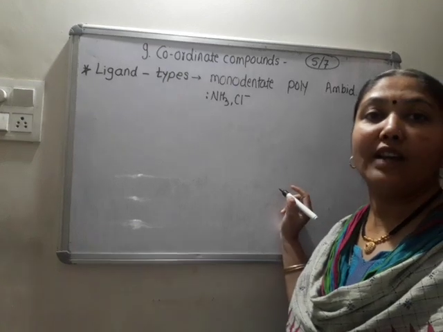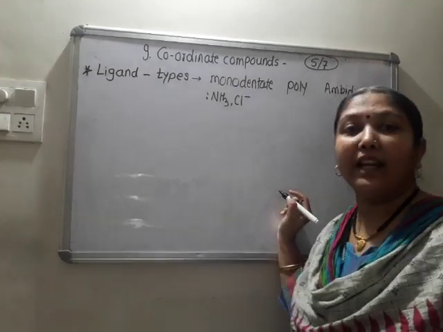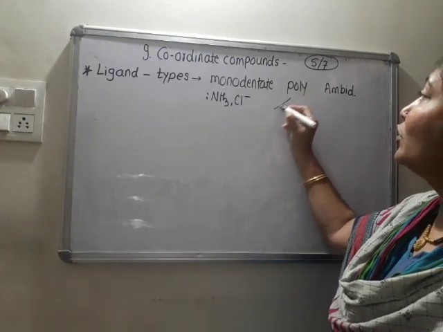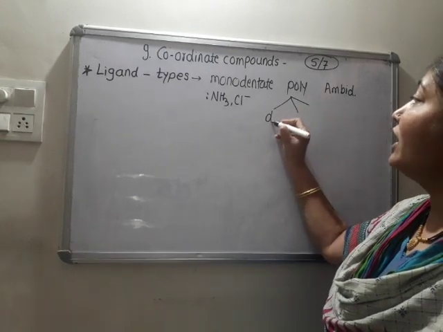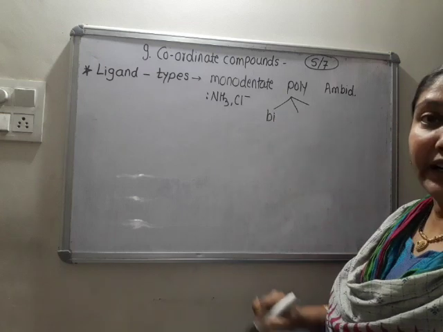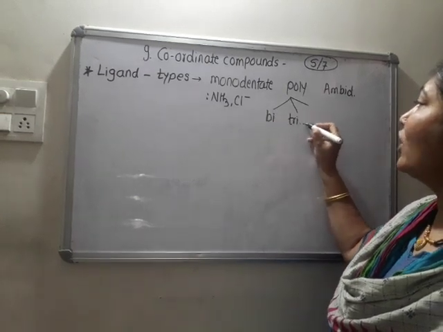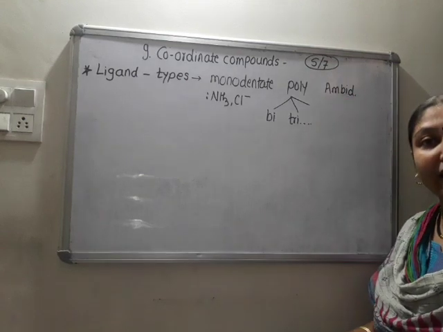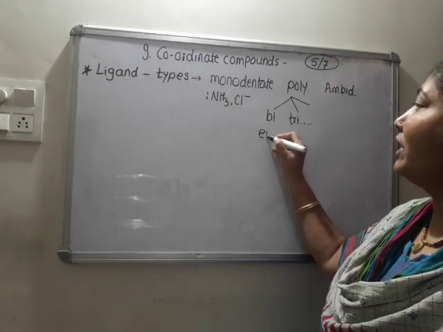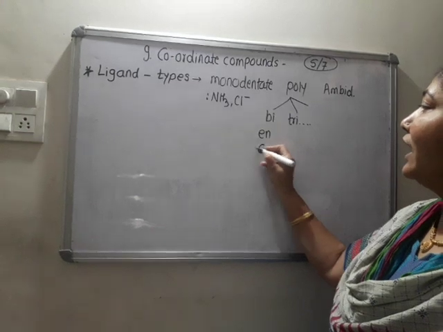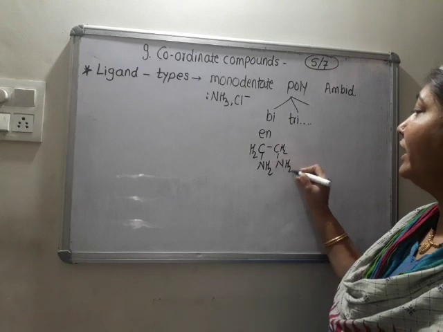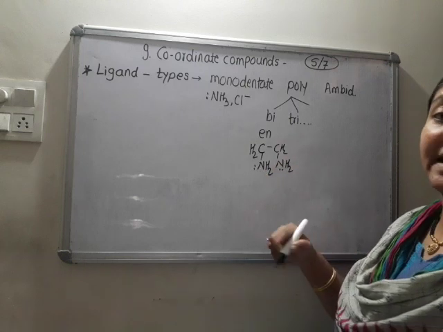Polydentate ligands means what? As the name suggests, poly means many, dentate means donating sites. Many donating sites means how many? There may be 2, 3 and so on. If there are two donating sites, it's a bidentate ligand. We call it bidentate ligand, tridentate ligand, and so on, tetradentate ligand, hexadentate ligand. EDTA is one example. For bidentate ligand, we have the example ethylene diamine. We write it as en, isn't it? Ethylene diamine is CH2NH2CH2NH2. Polydentate ligand means more than one donating site is there.